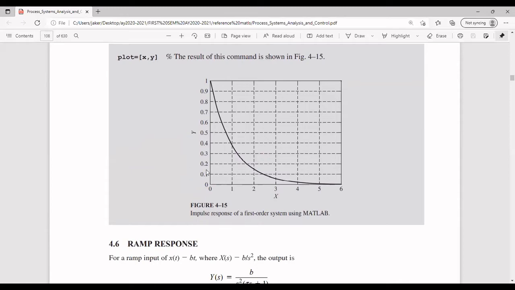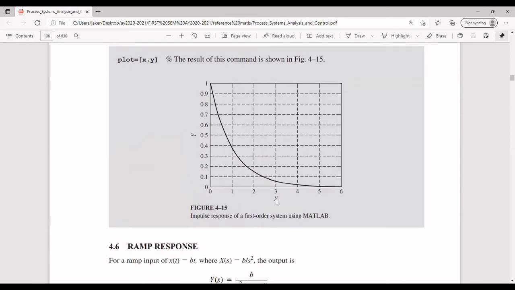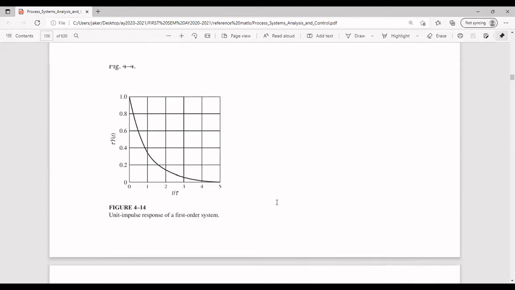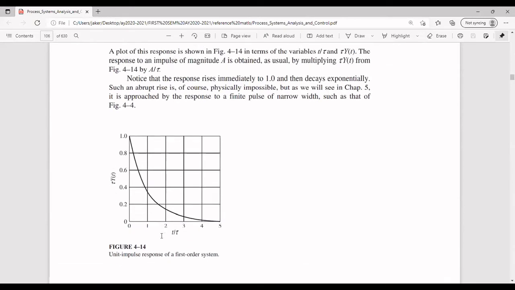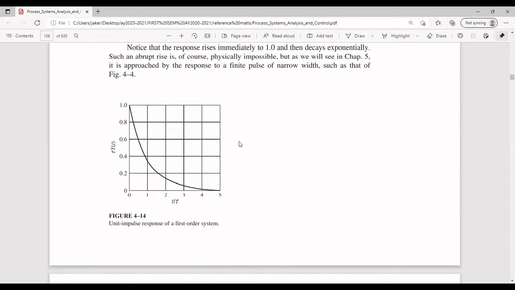MATLAB. The graphing, however, is X versus Y. So we want the graph that expresses it in time, unit impulse. So here it is, class. This is the graph of a unit impulse response of a first order system. Now, in your case, you have to divide our response there, H1 of S, by 5, because the graph that you will be using is for a unit impulse response.